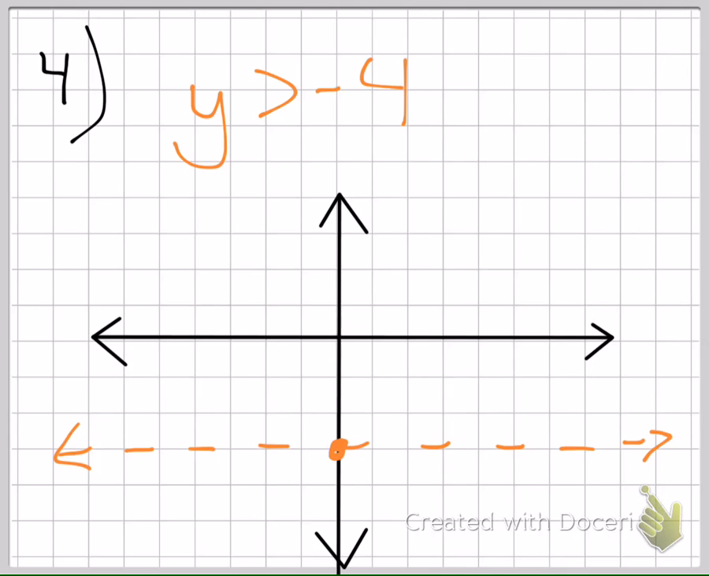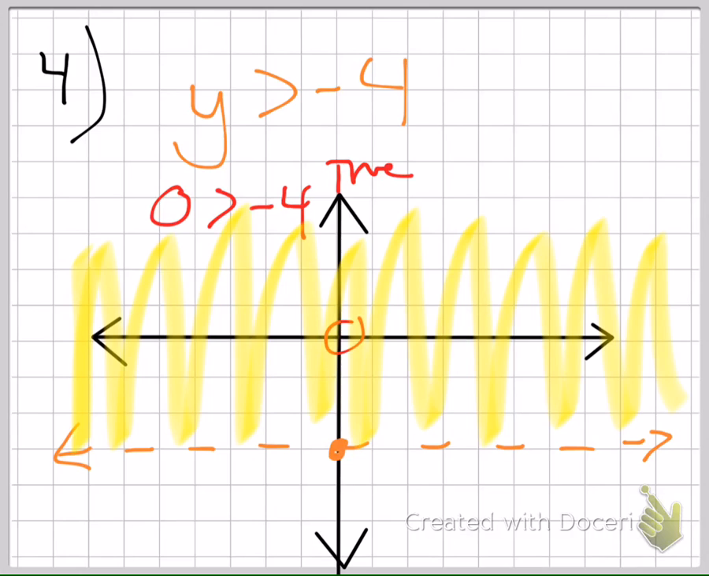So let's figure out which side to shade. Let's test 0, 0. Plug in 0 for x and 0 for y, where there's only one place to plug it in. 0 greater than negative 4. True or false? True. So I want to make sure I shade over that side, so my solution region would be that one. Everything above it. Which makes sense, right? All the y's bigger than negative 4 go above this, right? They're all here. All the y's less than negative 4 are below that. Negative 5, negative 6, and so on.